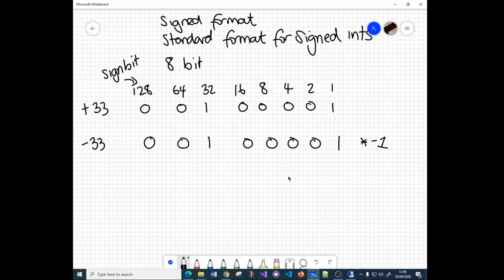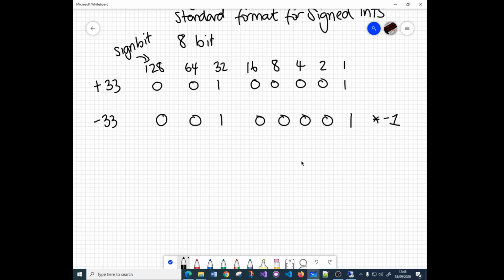But there is a quick way of doing this. We're going to flip all the bits. Flip, flip, flip, flip, flip, and then you get to the very last one and you change it to a 1. That is what -33 looks like in 2's complement.